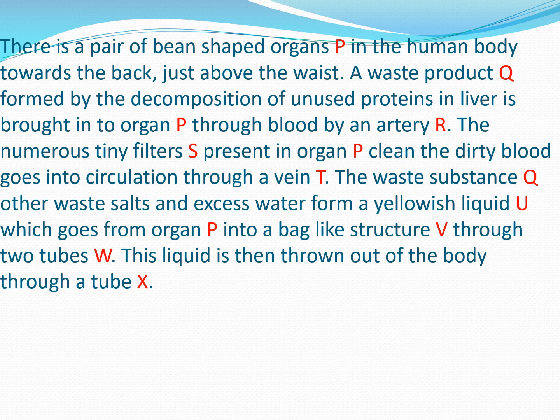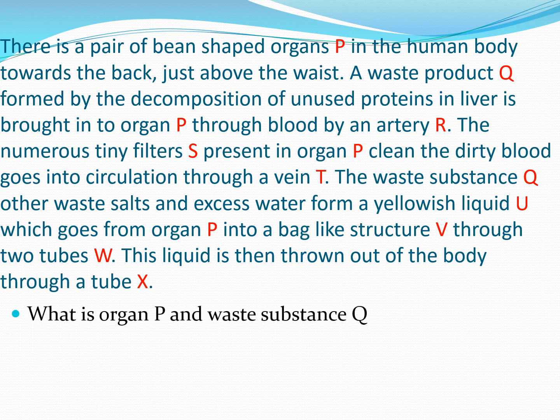Okay, this liquid is then thrown out of the body through a tube X. So X, that is called urethra. That means that is the urine which is thrown out of the body, which comes outside through urethra. So if you understand the technical terms, then we can answer the questions very easily. Okay, so let us see the questions.